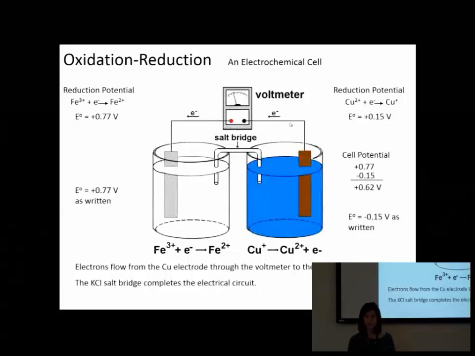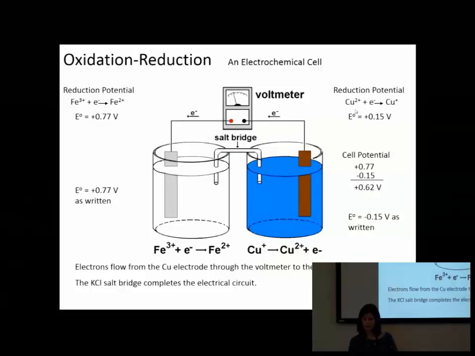So let's take a look at this. This is plus 0.77, and this is plus 0.15. If I just said, I have copper 1 and 2 and iron 2 and 3, what's the reaction that's spontaneous? Well, you could say, I'm not going to ask you that on the test. Okay, I'm not going to ask you. But say I asked you 3 years down the road and I just see you at Chili's and I come up and say, how would you know? So you would know here it's plus 0.77. Here it's 0.15. 0.77 is more positive than 0.15.